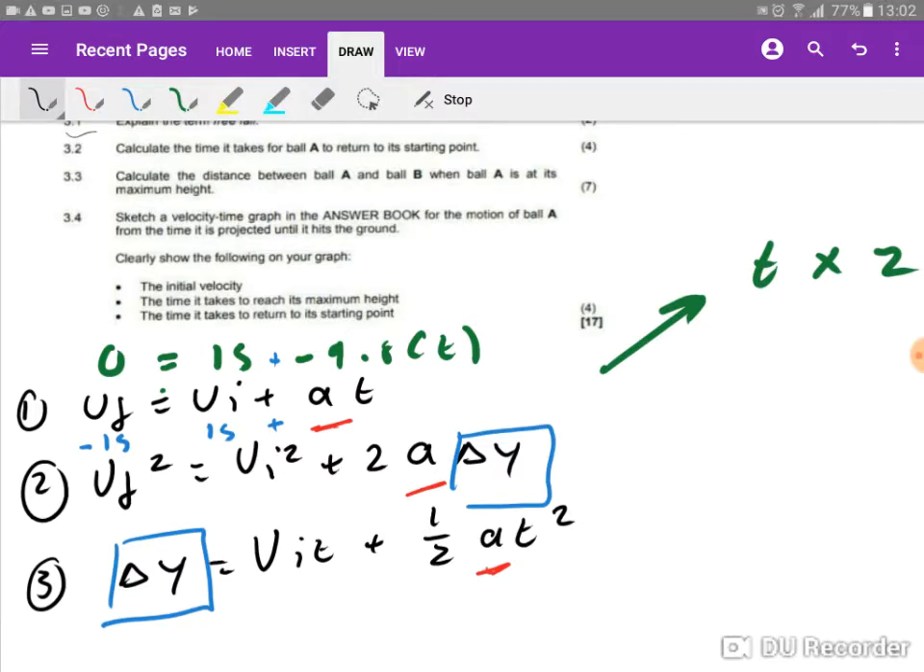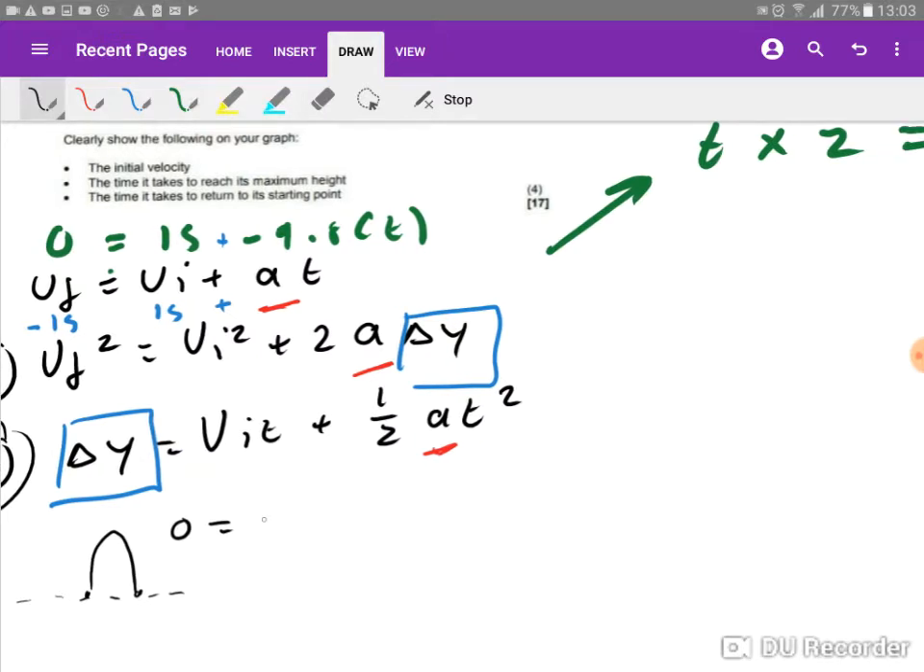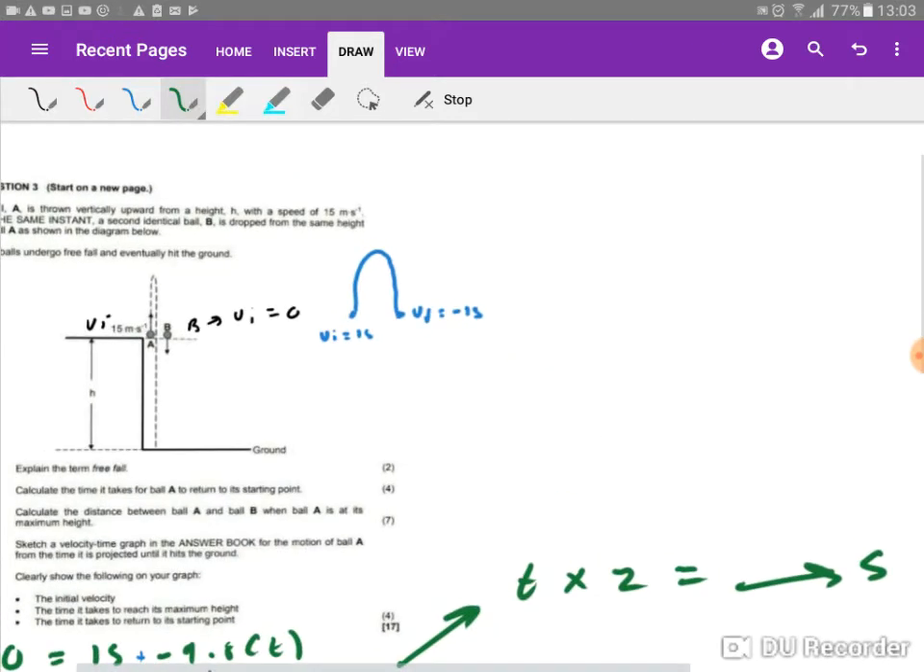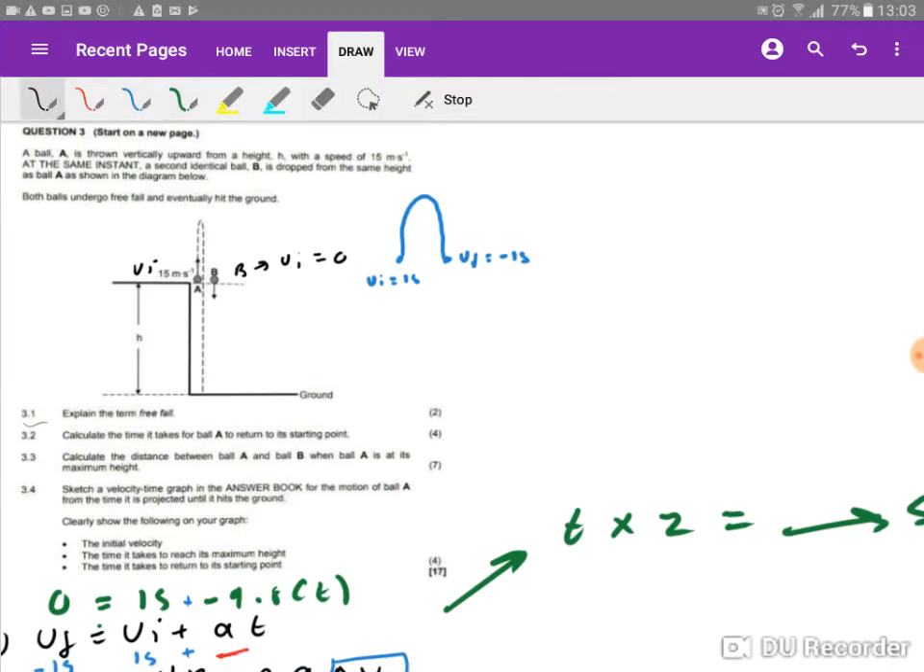You can also go in here, and you know the change in y, if it's returning to its original position, the displacement, meaning change in height, is 0. So if we plug in 0 into formula number 3, we know the VI is 15, the t is what we want, plus half negative 9.8 t squared. Okay, so t is the only unknown, easy to solve. I hope you understand all of that, pretty chill stuff. Okay, I'm not going to do that, you can do them.